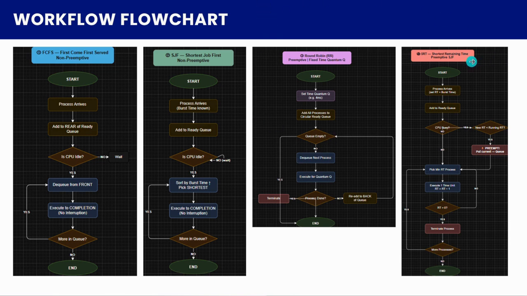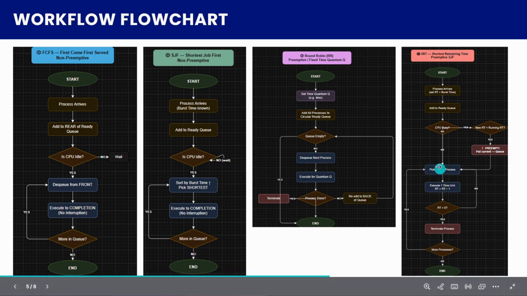And the last one is the preemptive algorithm. We call it shortest remaining time, or we can call it preemptive SJF. You can see when we start the program, the processes arrive, we will know the burst time, and they are added to the ready queue. After that, it will pick the process that has the shortest burst time, and after that, if any process is shorter than that, we will pick the one with the minimum remaining time. Okay, I will give you an example.